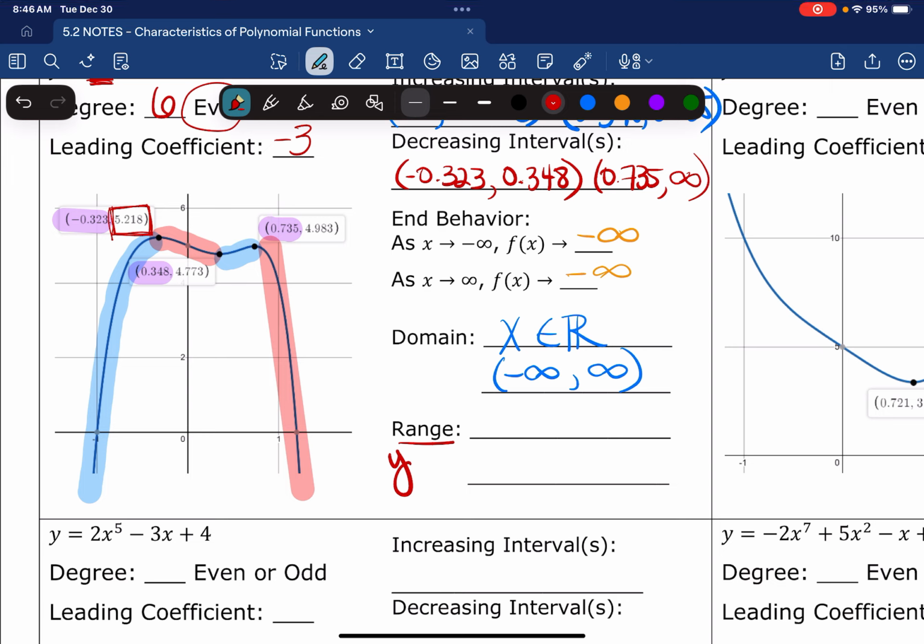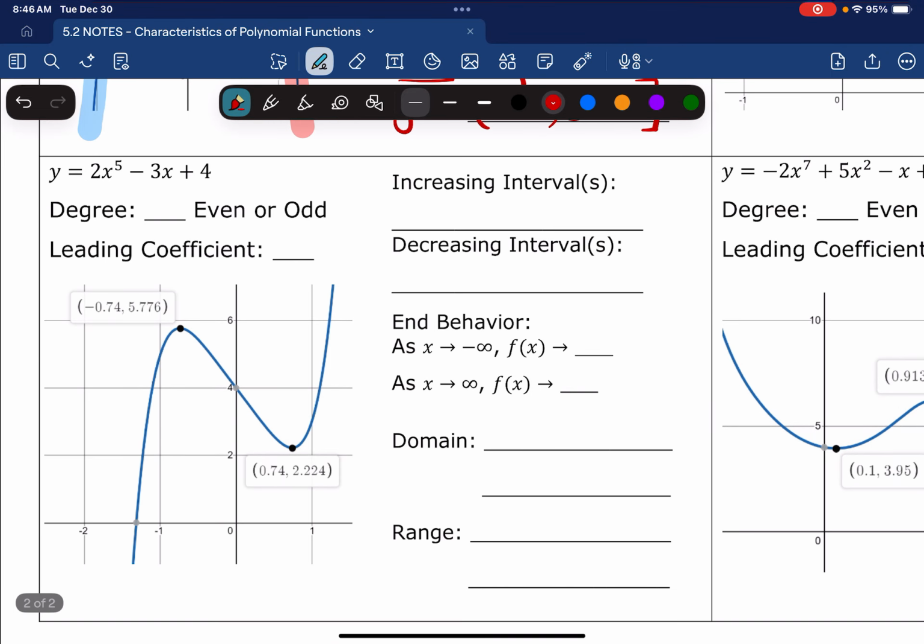So are all of my y values greater than 5.218, or are all of my y values below or less than 5.218? We would say y is less than or equal to 5.218. And again, we can also use interval notation, and we always go least to greatest. The very lowest value is negative infinity. The very highest value is 5.218, and we use a square bracket here.